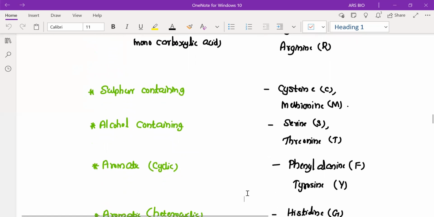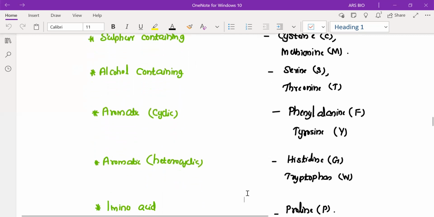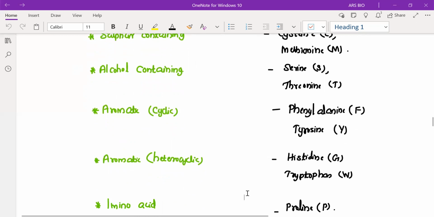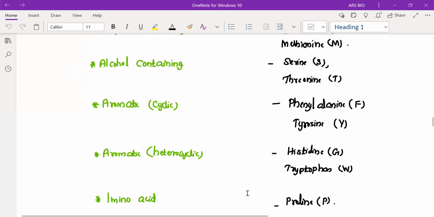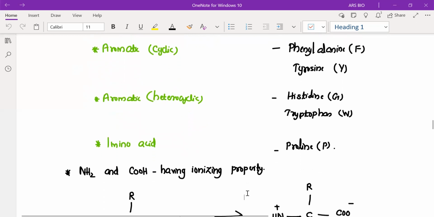Now some of the amino acids contain alcohol, that is serine and threonine. These are the two compounds in which an alcohol group is present. Now aromatic compounds, that is phenylalanine and tyrosine. These are aromatic amino acids and they are cyclic in nature. And aromatic heterocyclic amino acids, for example, histidine and tryptophan. These two compounds have an aromatic heterocyclic ring-like structure.